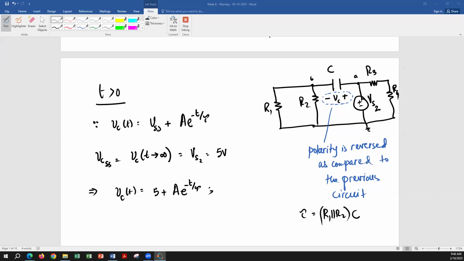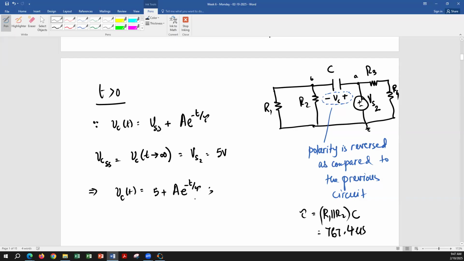The tau value is Rp, R1, R2 times C. So I have 767.4 microseconds. 767.4 microseconds. So that's the value of tau.